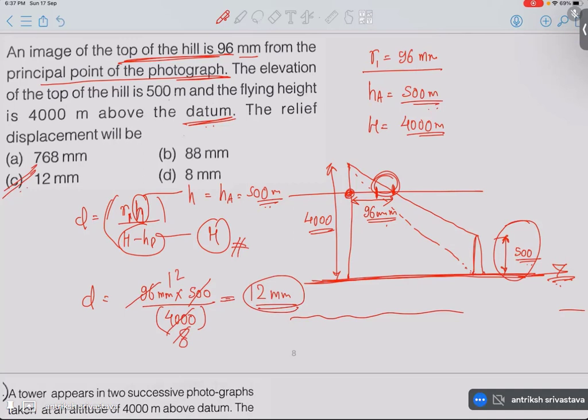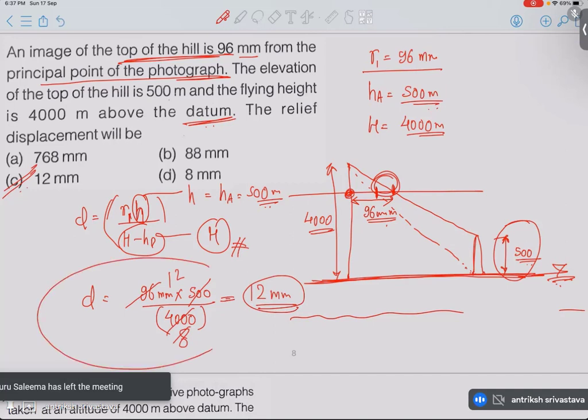Is there any doubt why we did this assumption? We can go by that long approach also, or we can use similar triangles and try some other way. But this is also one of the shortcut ways we can do, because they have not told us the datum. I am free to assume that my datum is the bottom of my tower. Okay, if there is no doubt, we'll go to the next question.